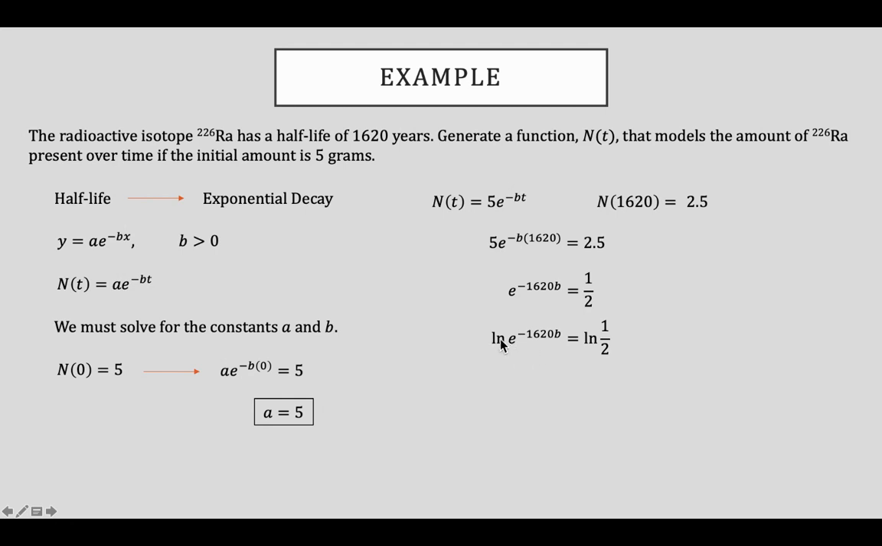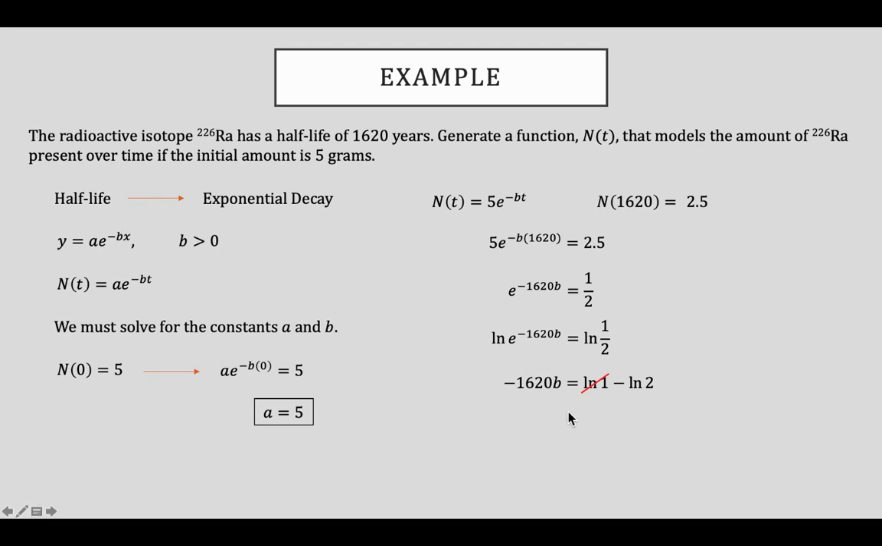On the left-hand side, these inverse operations are going to cancel each other out, leaving us with negative 1620b. And on the right-hand side, because we have division inside of a log, we can expand that into subtraction of two separate logs. This would be the natural log of 1 minus the natural log of 2. The reason we want to do that here is because the natural log of 1, well, that's going to simplify into 0. So we have negative 1620b is equal to negative ln2.